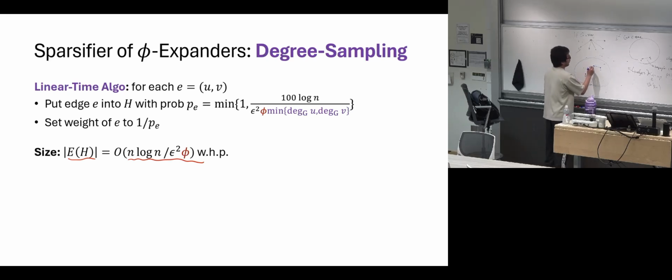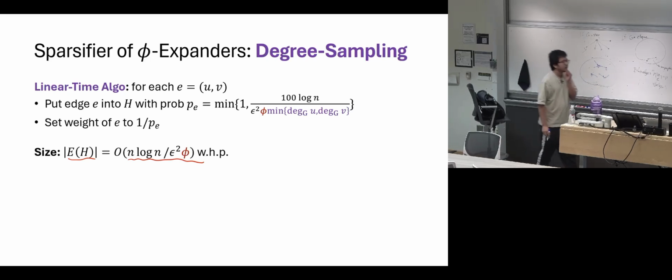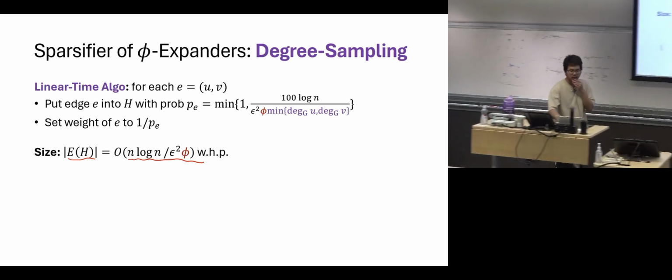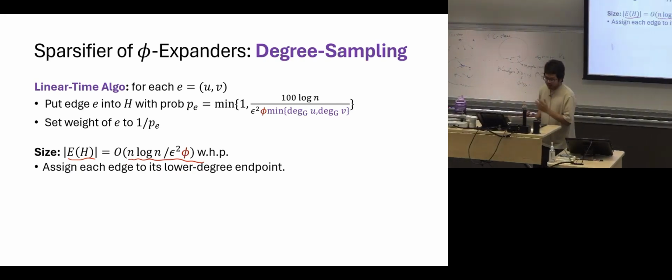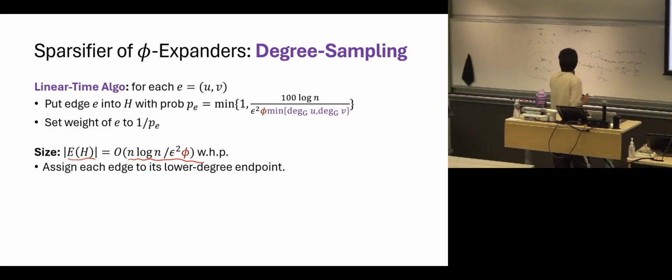And now we're going to get some kind of directed graph, maybe like some, yeah, just some direction. Okay. So assign each edge to its lower degree endpoint. Okay.